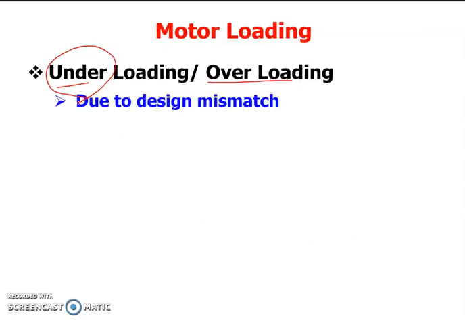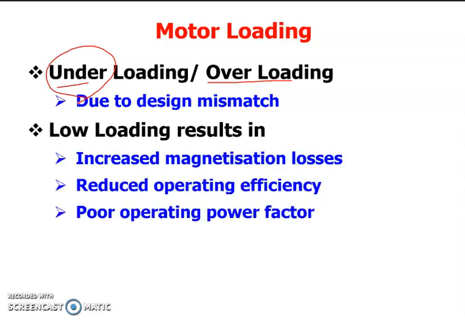So the motor loading can be underloading or overloading, but in the majority of cases it will always be underloading. Basically it is because of design mismatch. That is, I need only 75 kilowatt power, but I install a motor of 110 kilowatt. So the motor will be operating at 75 kilowatt. Therefore it is operating at a lesser loading. And this lower loading operation will result in increased magnetization losses, reduced operating efficiency, and poor operating power factor. So that is with respect to the loading of the motor.